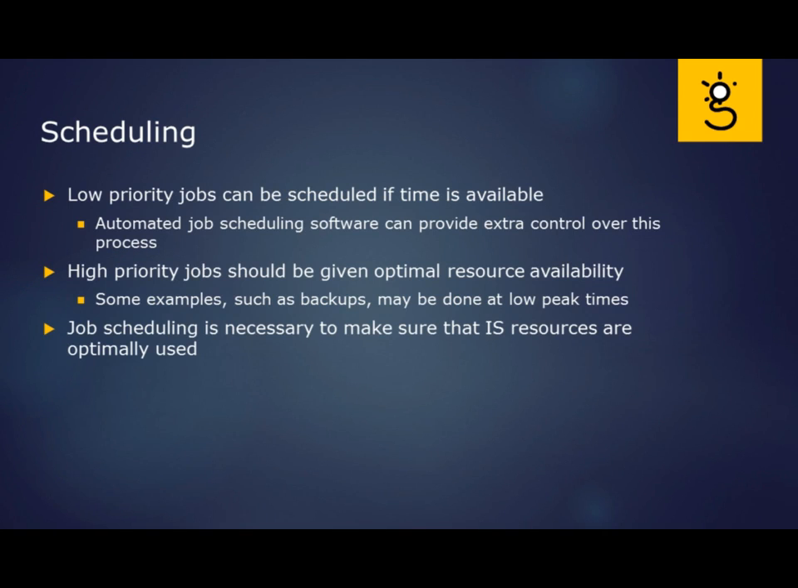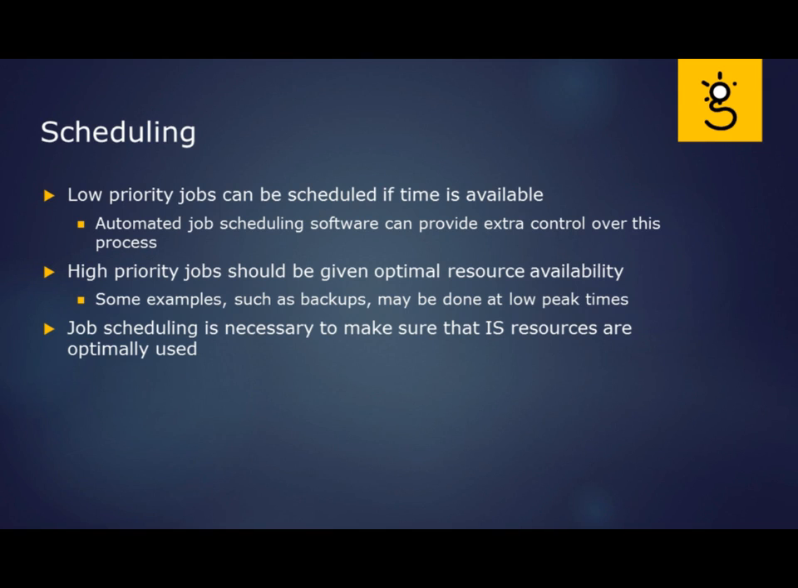Now, when we look at scheduling, things to remember is that you have jobs that are of different priority. A low priority job is something that can be scheduled when time's available. A lot of your automated job scheduling software can provide extra control over that process. Your high priority jobs, like maybe a data backup, should be given the optimal resource availability. And that's something that should probably be done at low peak times of use. Your job scheduling is necessary to make sure that you're utilizing your resources in an optimal way.